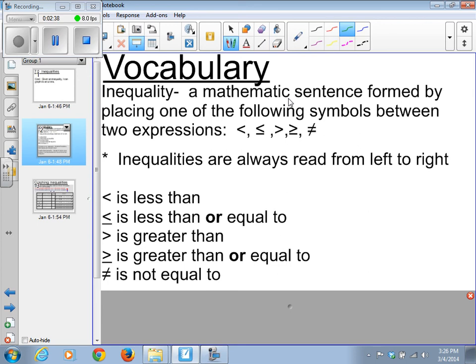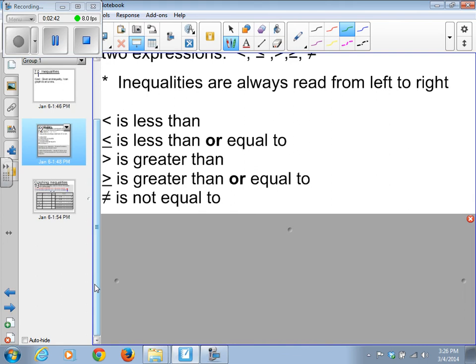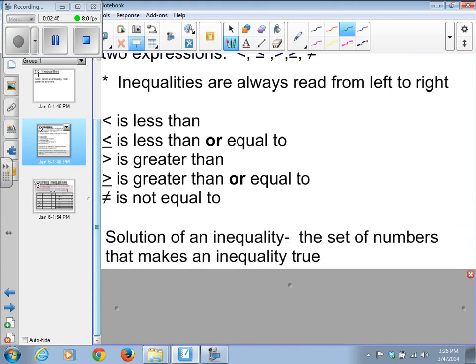And it's got a few more things here, but not too much, like I said. So the solution of an inequality is going to be the set of numbers that makes that inequality true. So if we have something that says x is greater than 1, that's going to be every number that makes that sentence true. That's going to be 2, 3, 4, 2.6, 1.0001, whatever that is, as long as it's bigger than 1, that's going to be included in that inequality.